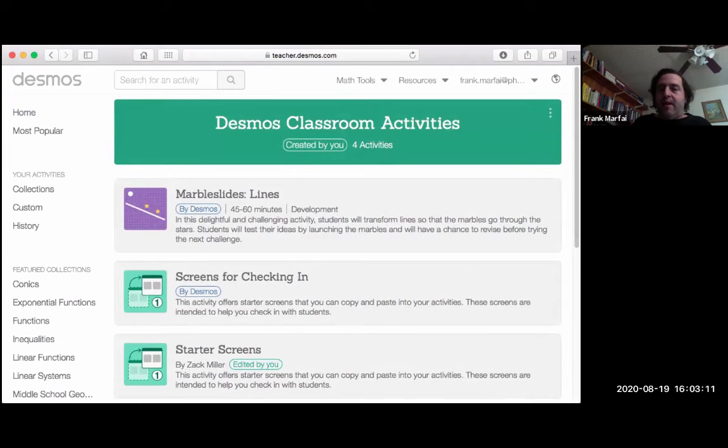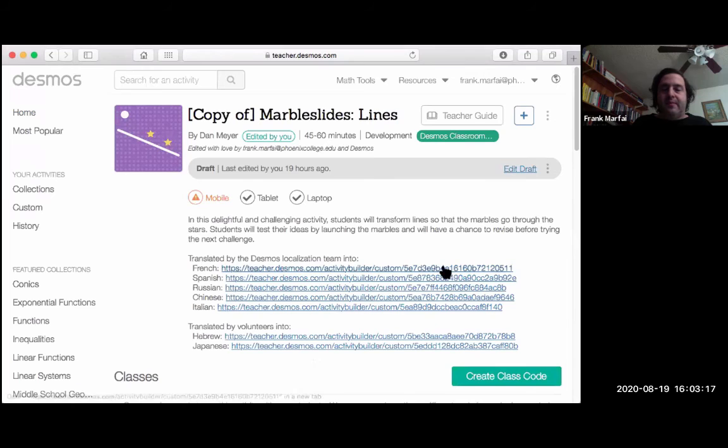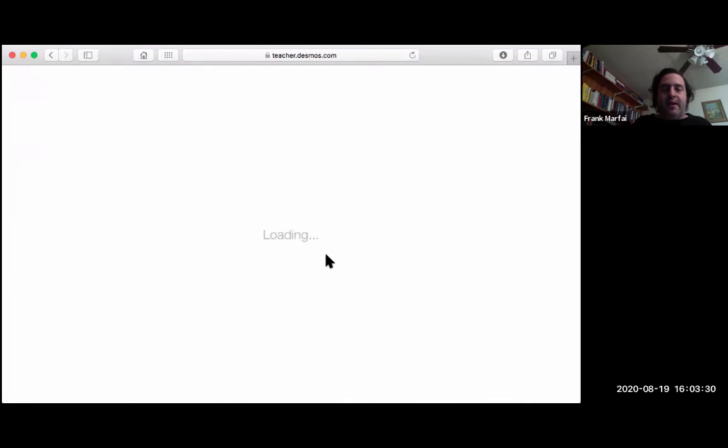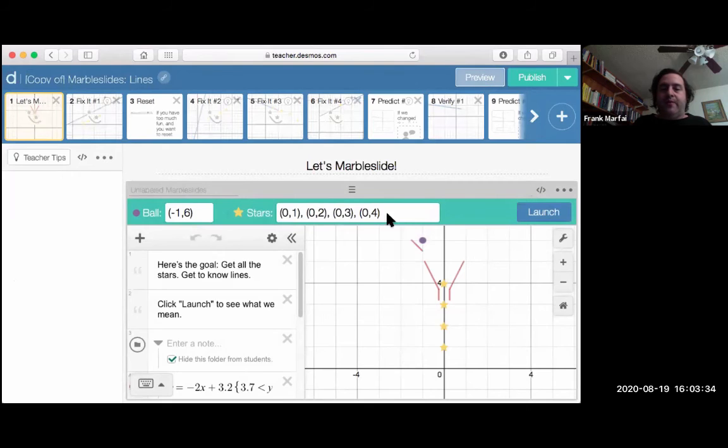And so what's going to happen here, so let's go down. I'm going to do copy of the marble slides, which is kind of fun. This is something that you could do with, so you create a class code and you share it with your class. And as students log in, it would record what their work is. So I'm going to edit the draft. This is not a published one yet. Let's say I want to do a preview.